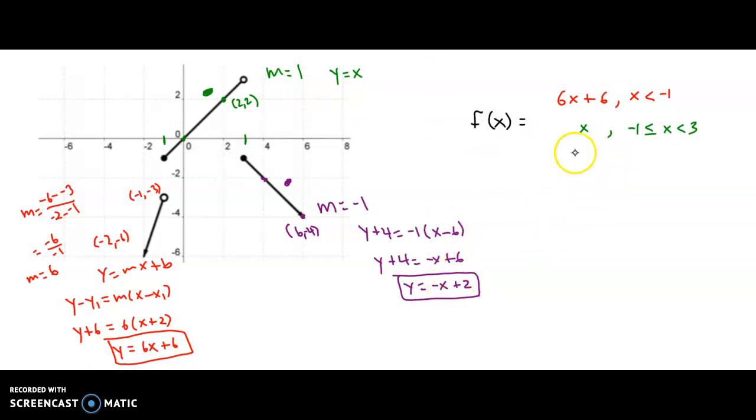Lastly, this is going to be -x plus 2. From where to where? And did this have an arrow? Yes, it did. So from 3 to infinity, so 3 and on, anything bigger than or equal to 3. So I'm going to say x is greater than or equal to 3. And I know I'm going to have my little brace here.